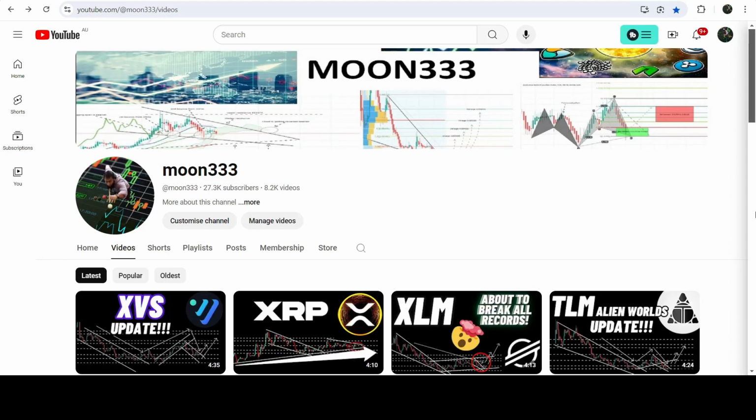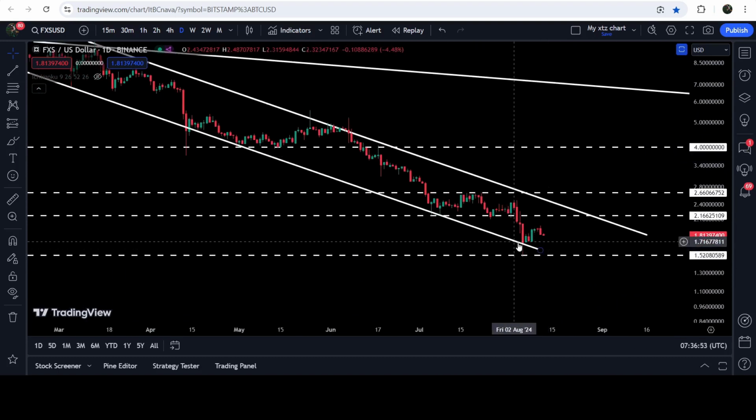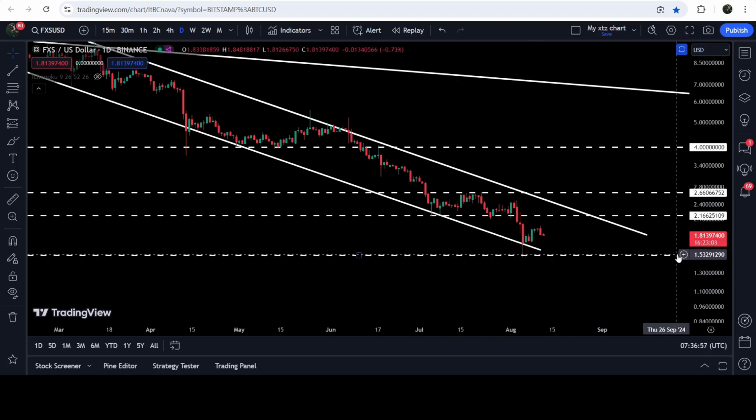For the past several days, Frax is moving inside a quite long down channel. You can see that since after 6th of Feb 2024, it's moving inside this channel. Now, recently, we have tested the support of the channel here, and we have also tested this key support of $1.52, and now it is geared up and moving towards the resistance of this channel.